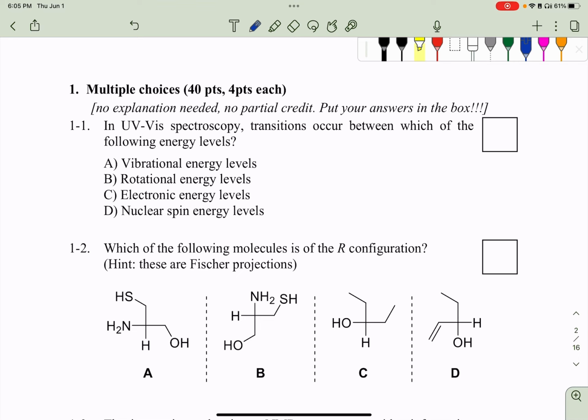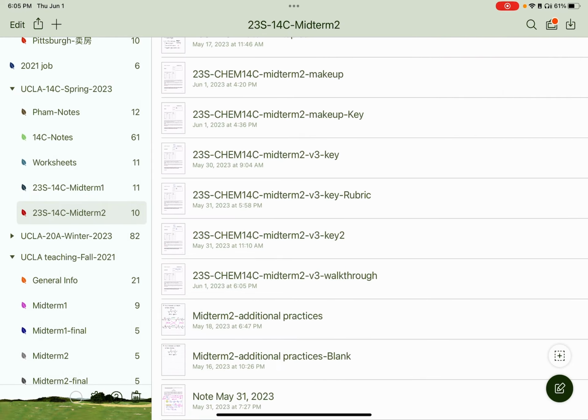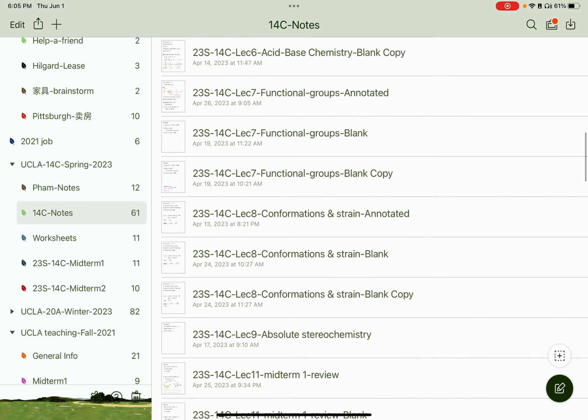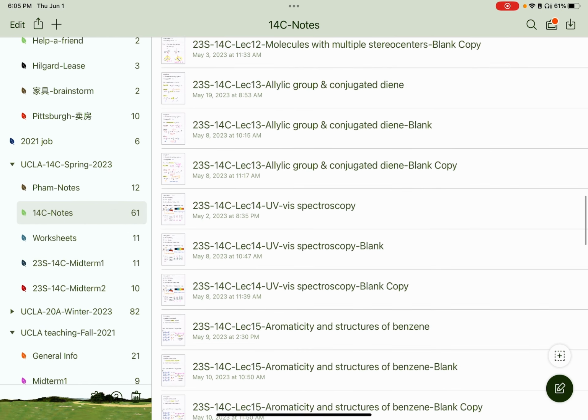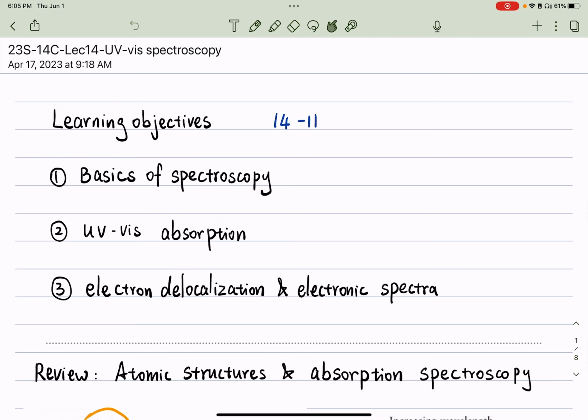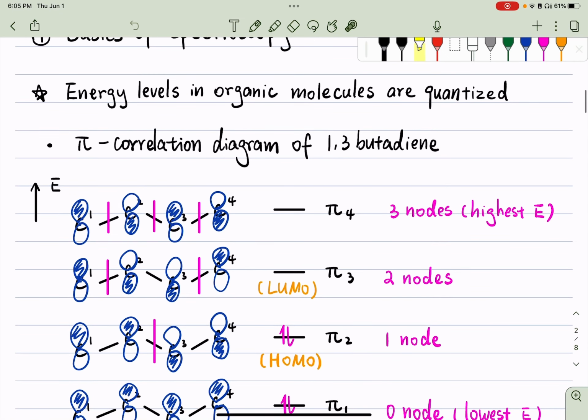Multiple choice. The time I start is about 6:05. Let's read it. In UV-vis spectroscopy, what is the transition happening? So if we go back to our notes, I'm pretending we don't remember what exactly that is. Right, so the note says UV-vis spectroscopy, and let's jump in.